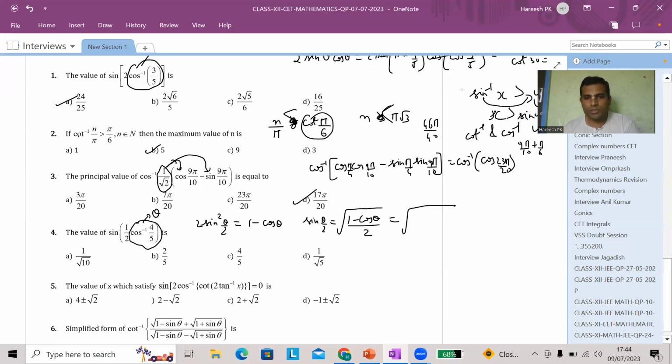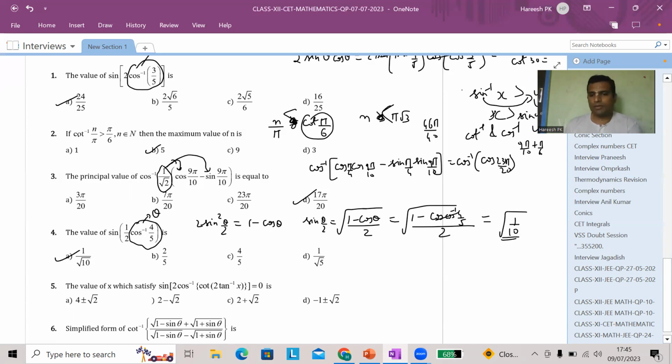Now just simple substitution. For theta, I will have to substitute cos inverse 4 by 5. So cos of cos inverse 4 by 5 whole divided by 2. So cos and cos inverse gets cancelled. 1 minus 4 by 5, which is 1 by 5. So you'll get 1 by root 10. That is the answer.